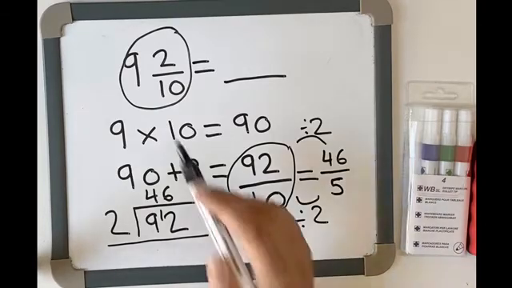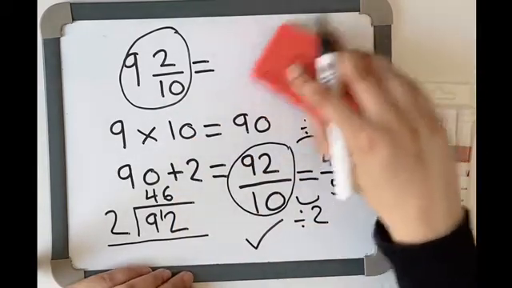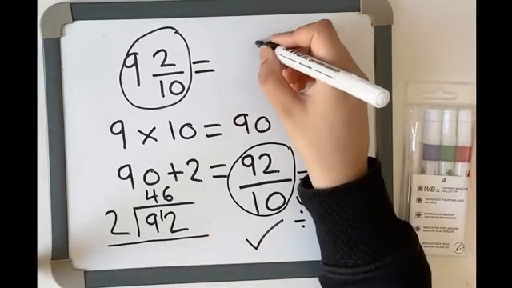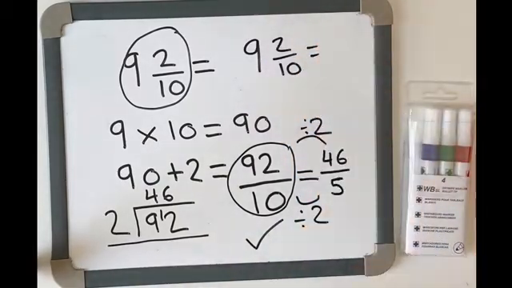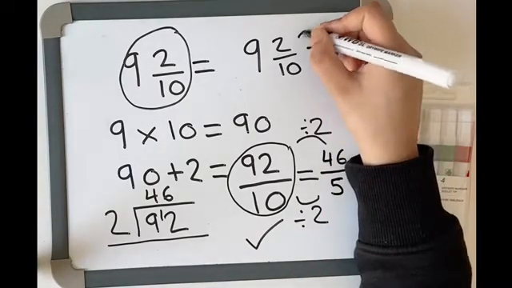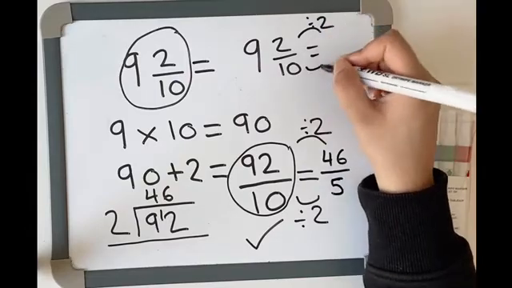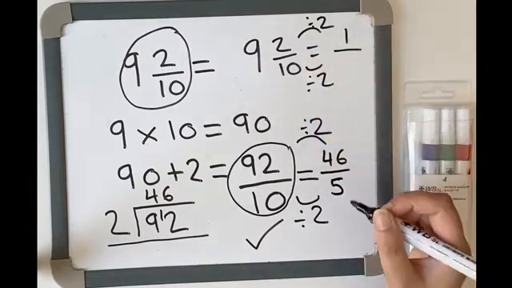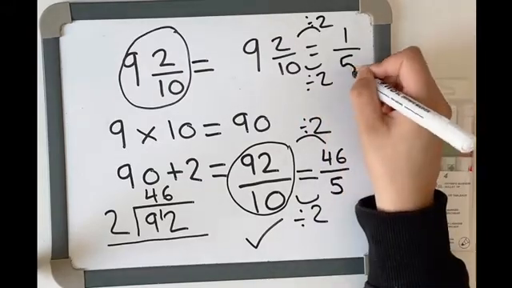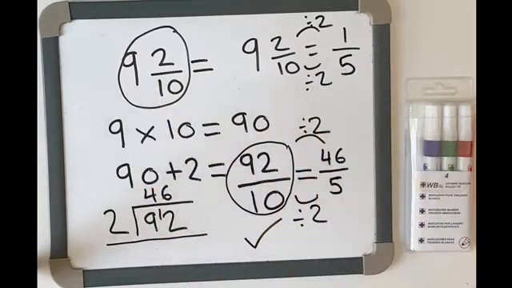Another way would have been if you took our 9 2/10 and simplified the 2/10 first. So obviously we know we can divide it by 2. 2 divided by 2 equals 1. How many 2's go into 10? It would have been 5. So you could have done 9 and 1/5 and still ended up with the same result.